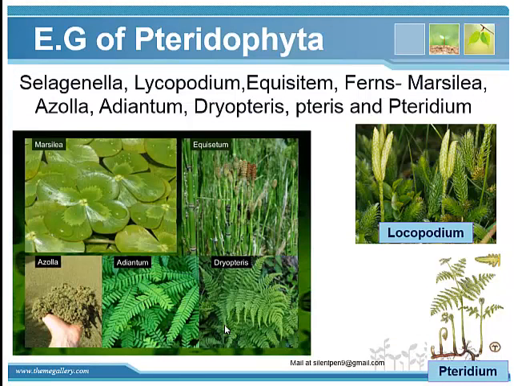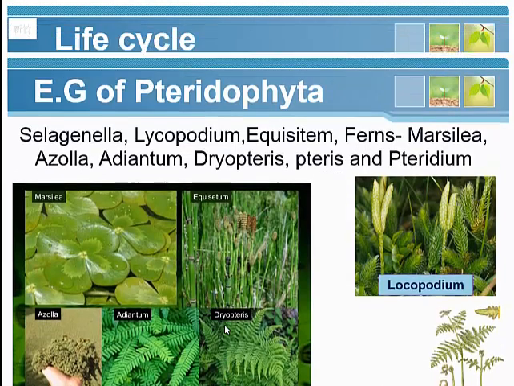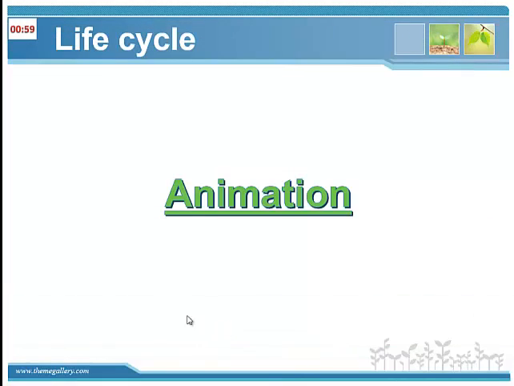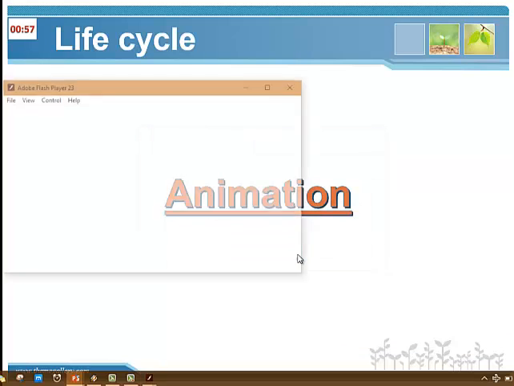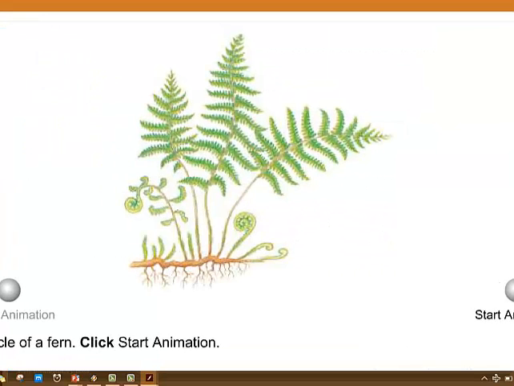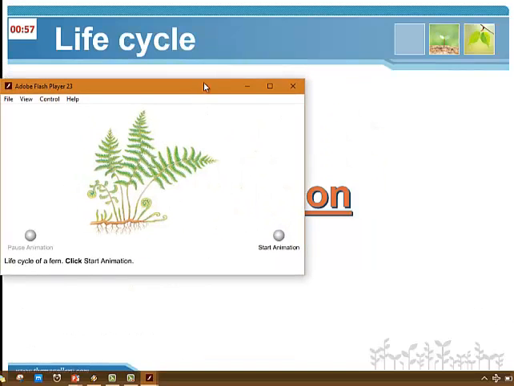Marsilea, Equisetum, Azolla, Adiantum, Bryopteris, Lycopodium, Pteridium. Keep the pronunciations in your mind, it's very important when you say them. Now we look at the life cycle of a pteridophyte. Let me minimize this to the screen size.